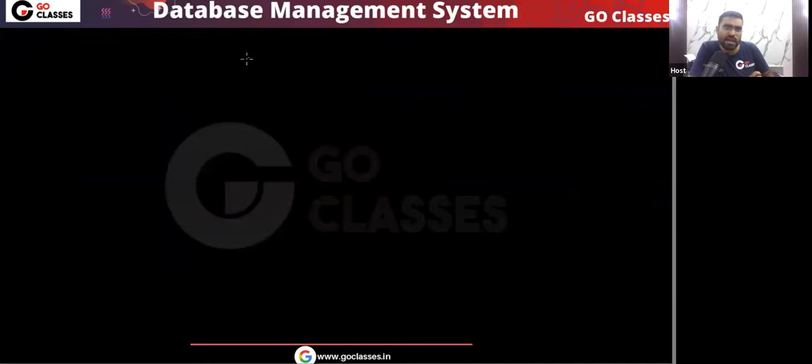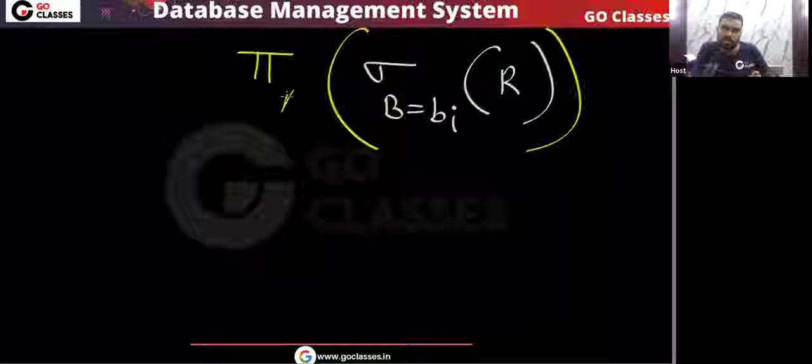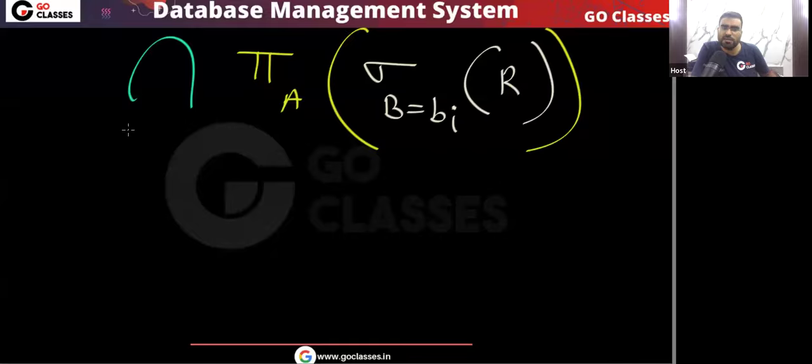So remember, for every Bi, I will do this. Yes or no? From the table R, I will select those tuples where B is equal to Bi, and then I will project attribute A. I will do this for every Bi, and then I will take the intersection, and remember, I will do this for every Bi belonging to B. This is my answer. This is the equation. I hope you understood. This is the equation for R divided by S.